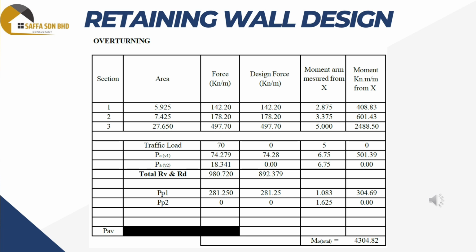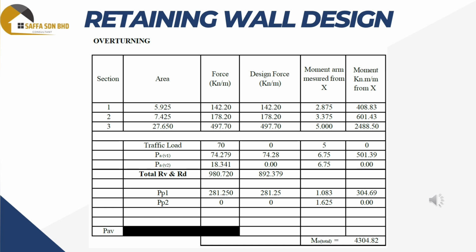After that, we find the traffic load as given in the question. Then we find the pressures PAV1 and PAV2 as stated. We put in the force, and then we find the design force and moment arm, and then we find the passive force. We put in the passive force, and the total moment that we get is 4,300.482.